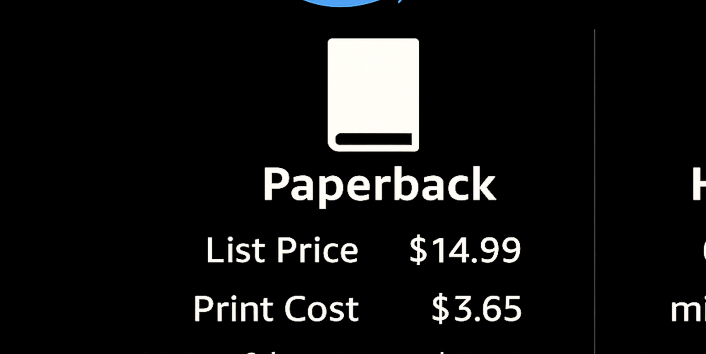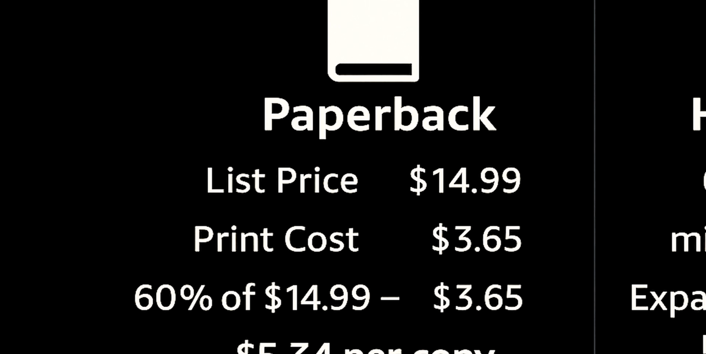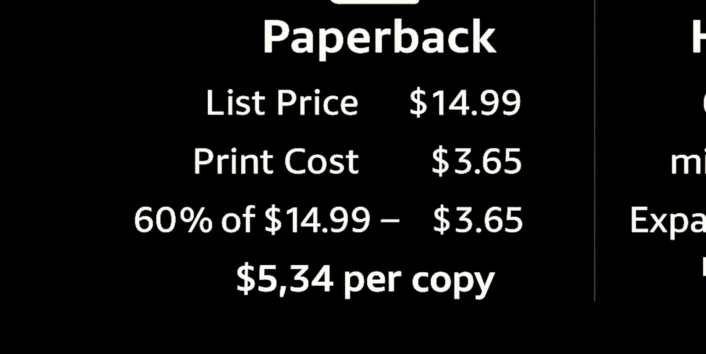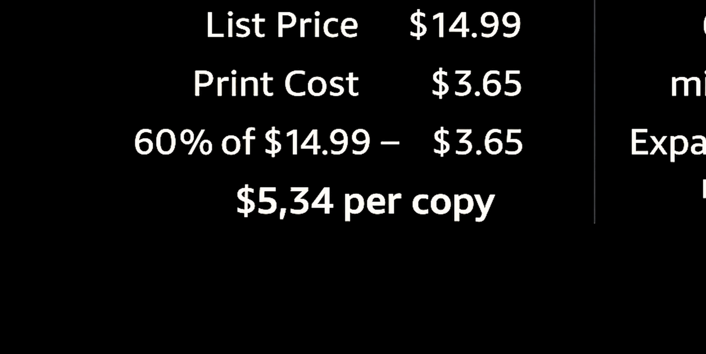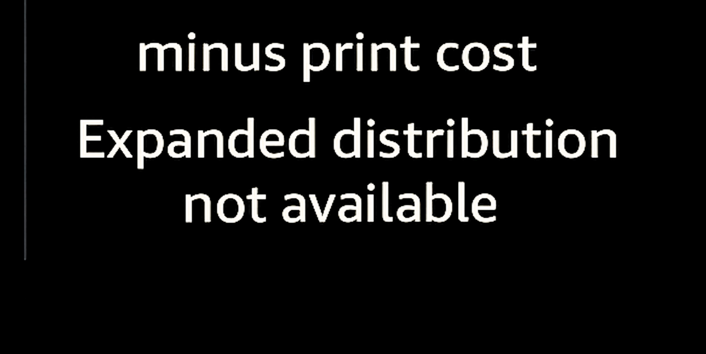So for example, let's say you price your paperback at $14.99. The print cost might be around $3.65. Amazon takes that out and you get 60% of what's left, which comes out to about $5.34 for every book you sell. If you're publishing a hardcover, just know the print costs are a bit higher, so your royalty will be a little smaller. Plus, hardcover books can't be sold through expanded distribution on KDP, meaning you'll only be able to sell them through Amazon's own platform. So just keep that in mind when you're setting your price.